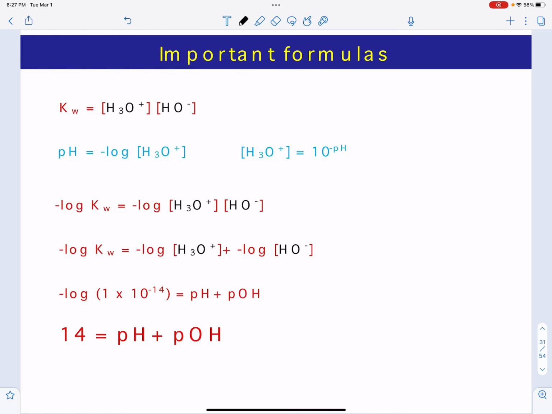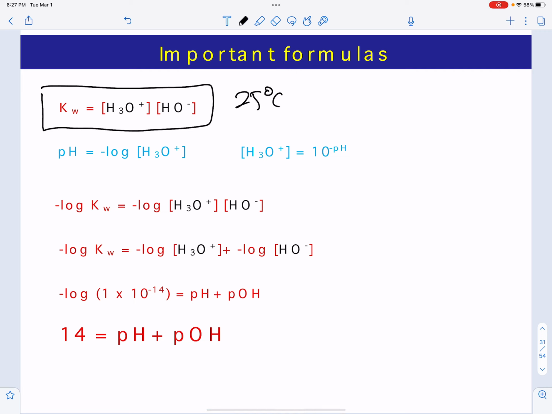So let's begin by recognizing the formulas we're going to need. You already know Kw. Kw is nothing more than the concentration of hydronium multiplied by the concentration of hydroxide, and at 25 degrees Celsius, Kw is going to be 1 times 10 to the minus 14, no units. It's an equilibrium constant, so there are no units.